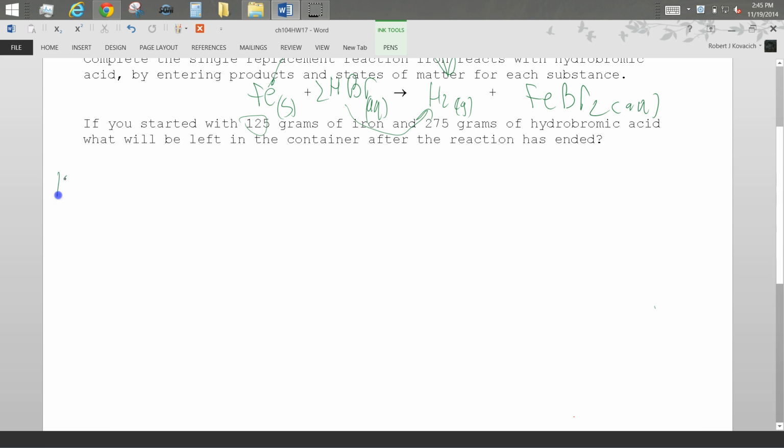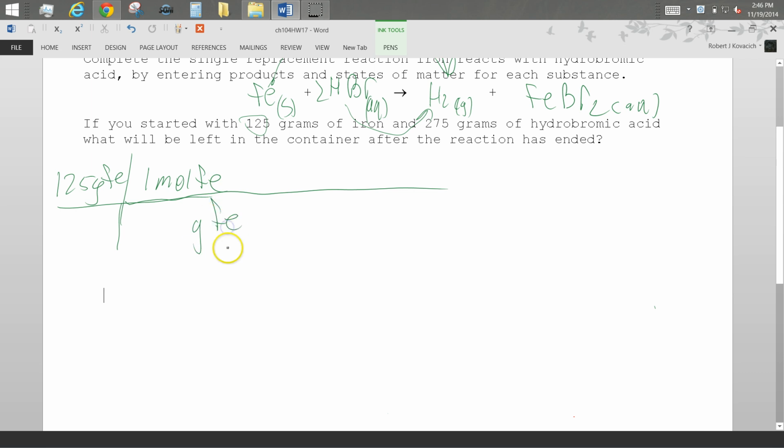So I've got 125 grams of iron, and so this is my mass of iron. Great. What do I need to do with my mass of iron? I need to figure out how many atoms of iron are there, right? And so I'll use my molar mass. And so 1 mole of iron has a mass of what? 55.845.